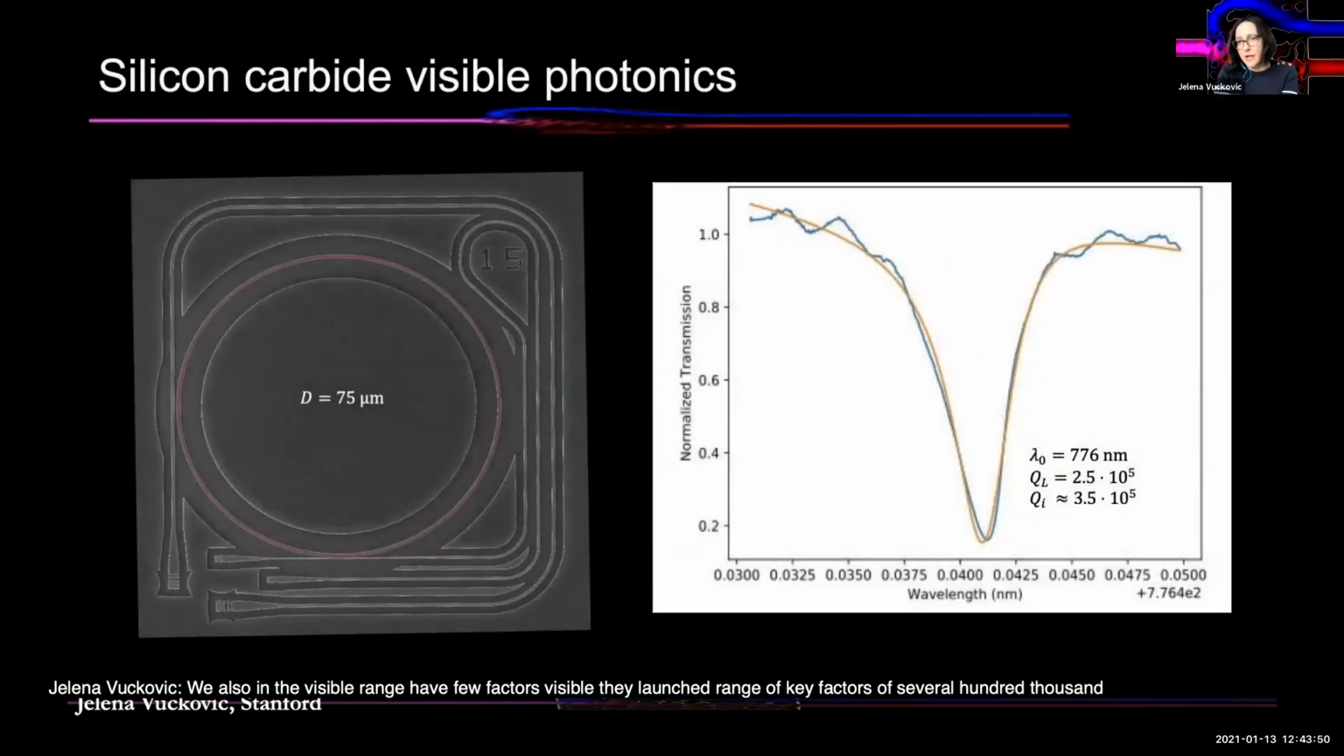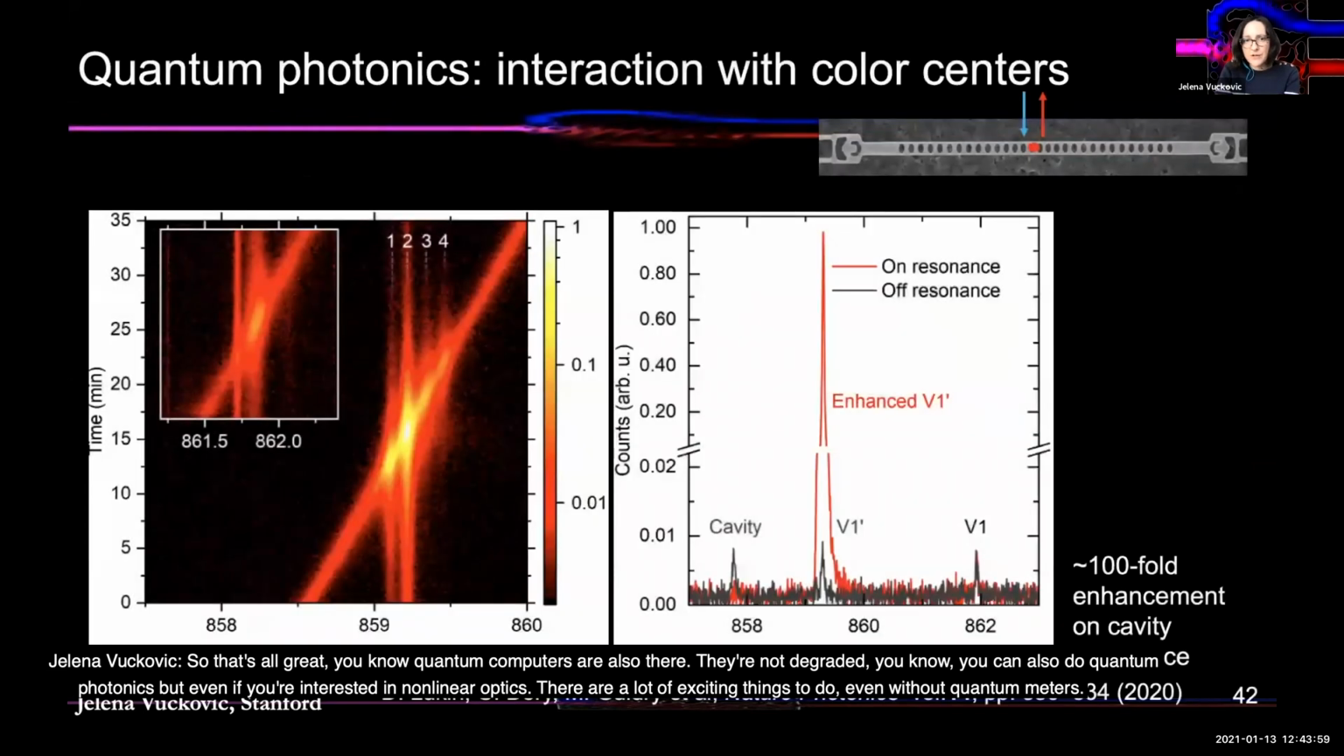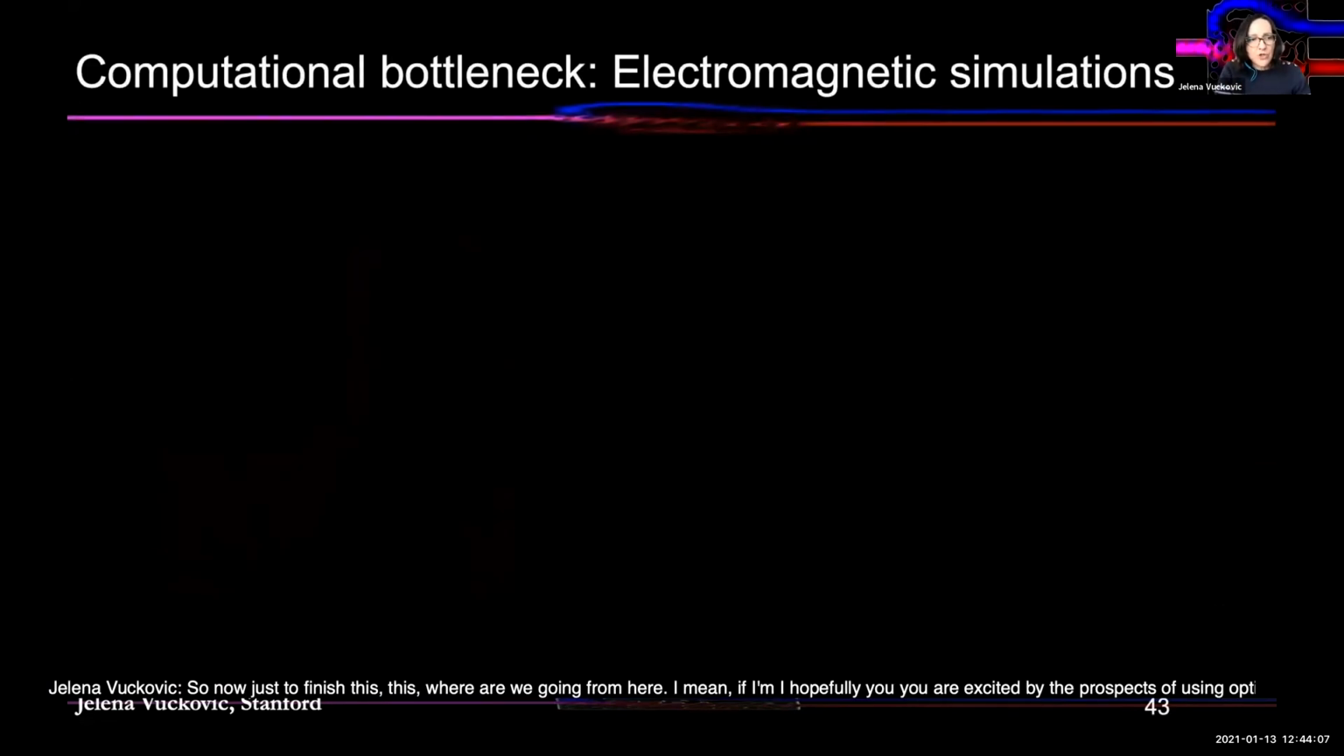We also have, in the visible wavelength range, Q factors of several 100,000. So that's all great. Quantum emitters are also there. They're not degraded. You can also do quantum photonics, but even if you're interested in nonlinear optics, there are a lot of exciting things to do even without quantum emitters. So now, just to finish this, where are we going from here?